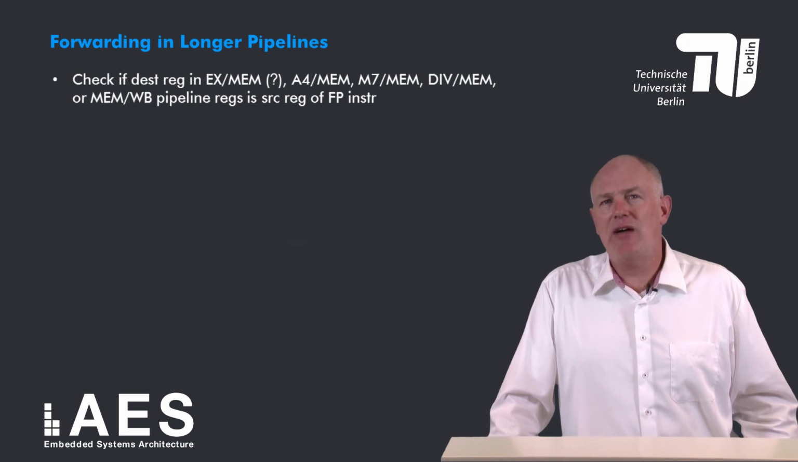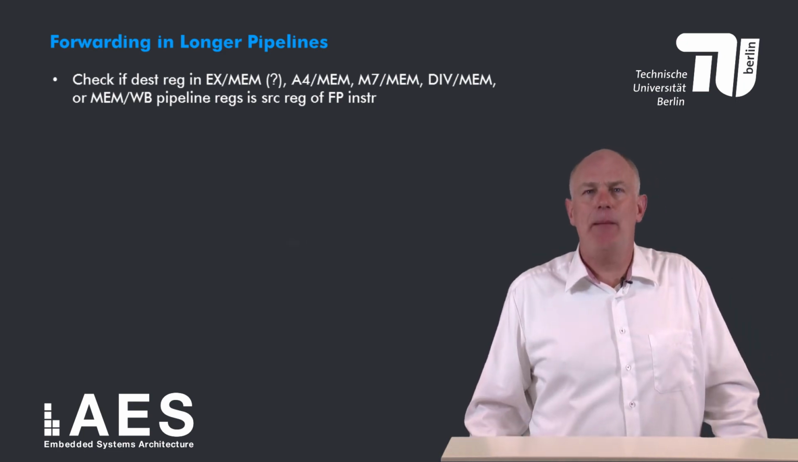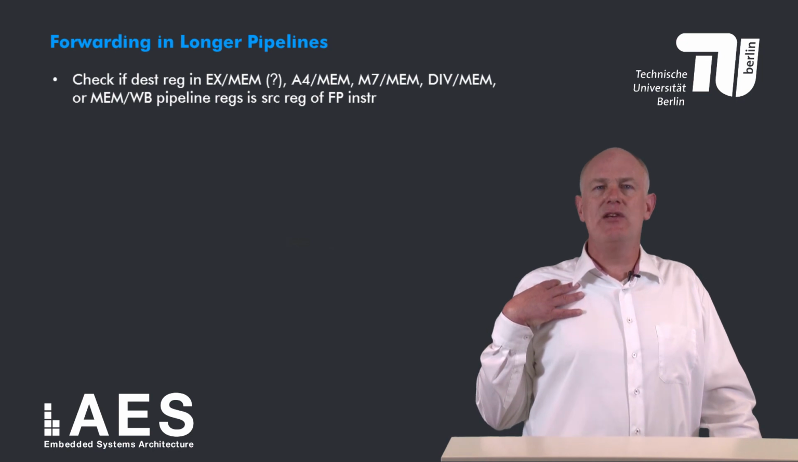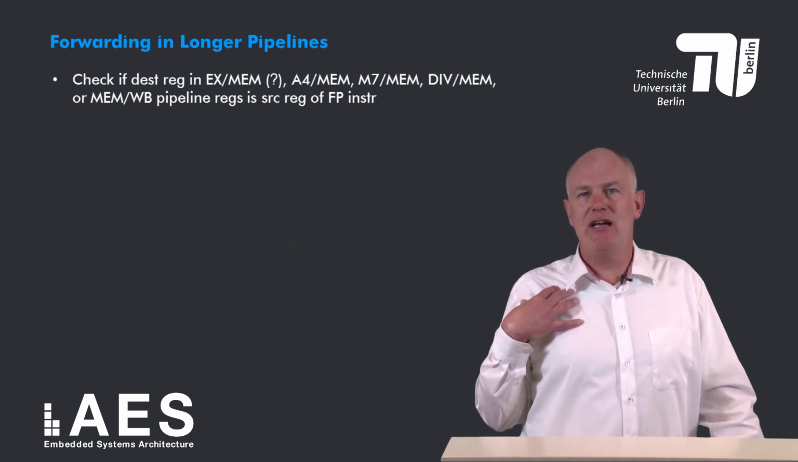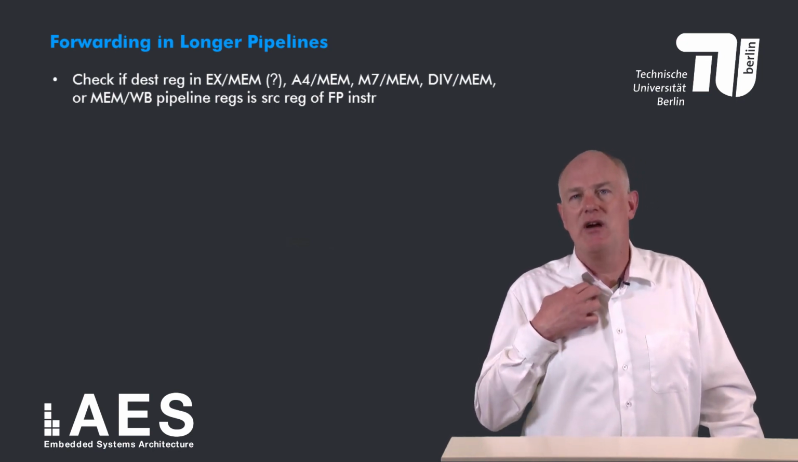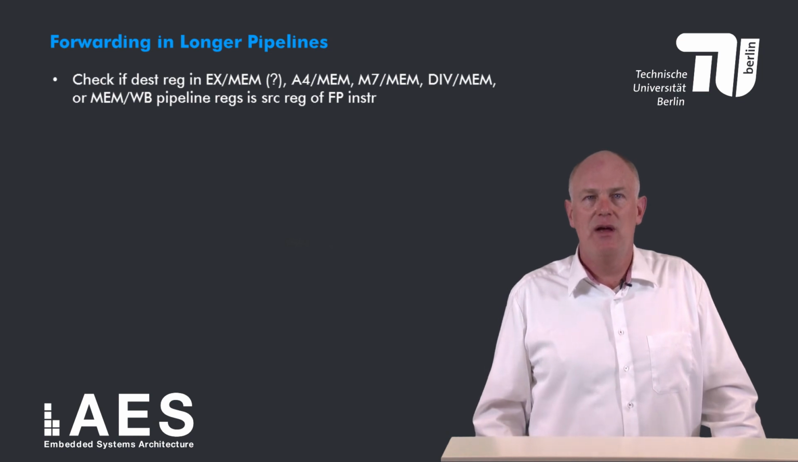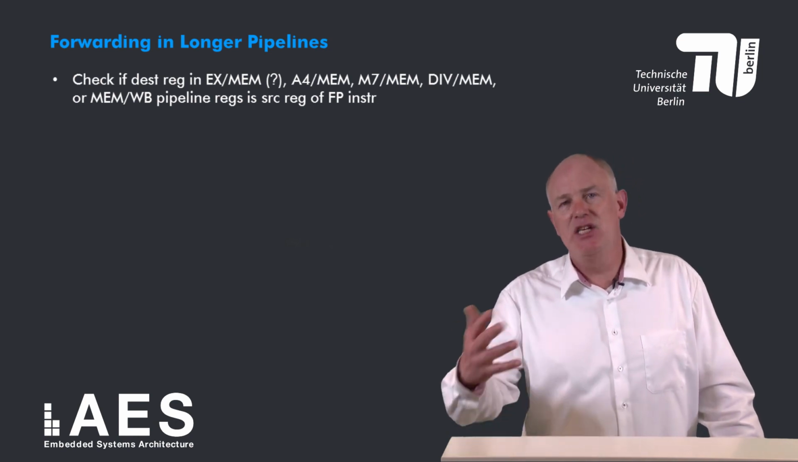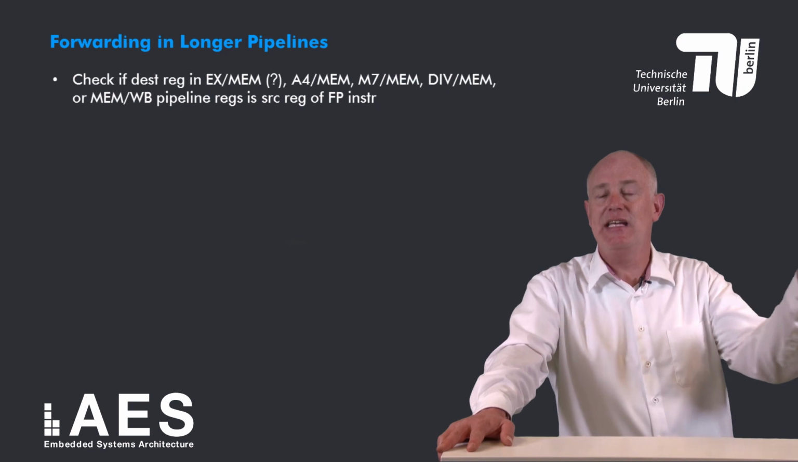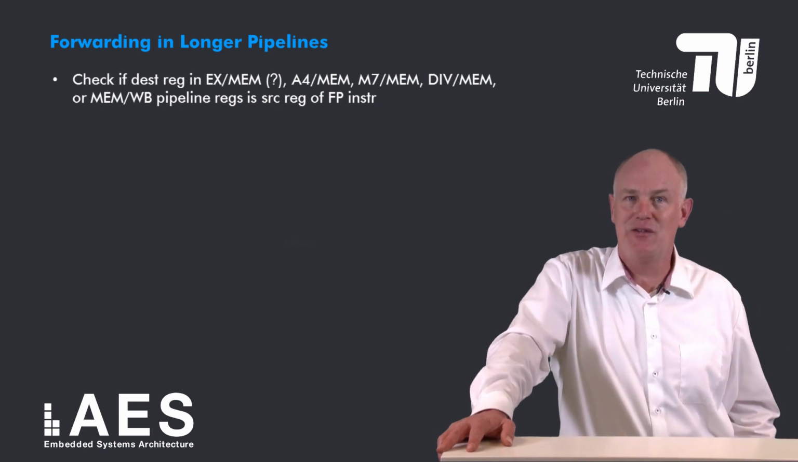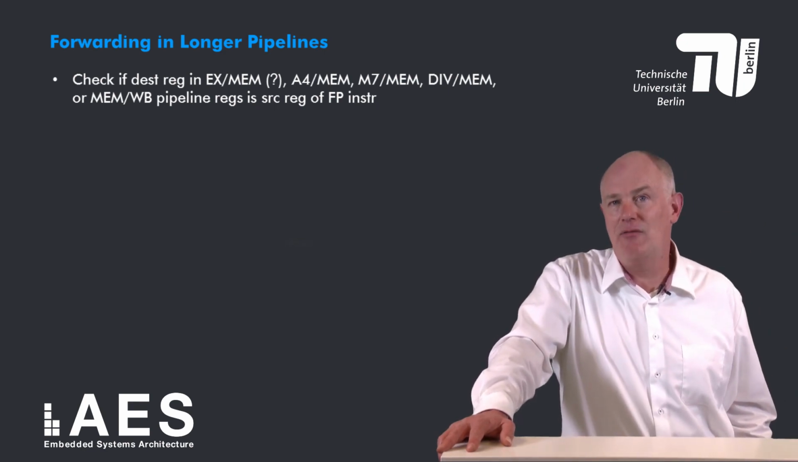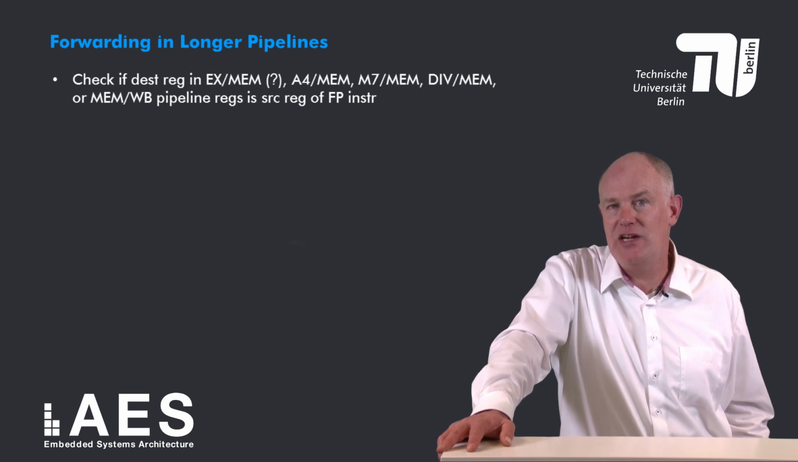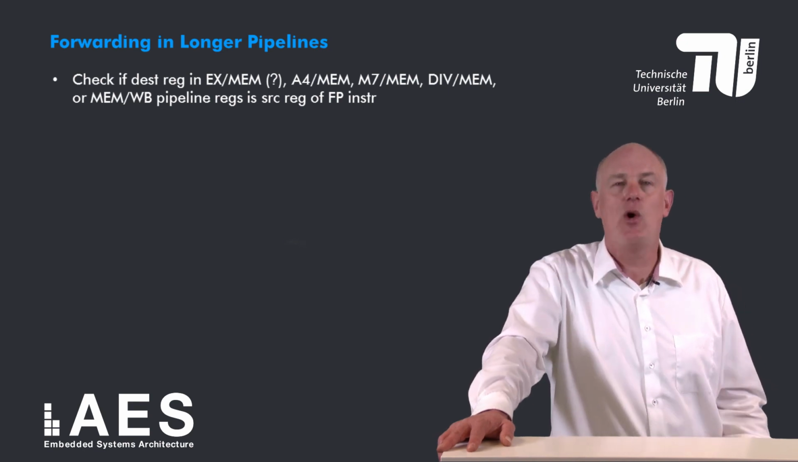Note also that I have added a question mark after X/mem, because in my opinion the destination register in this pipeline register cannot be the source register of a floating point instruction. It depends on whether the integer unit also performs integer to floating point conversions, or if the multiplier and divider also perform integer operations. Then forwarding from the X/mem pipeline register is also needed.